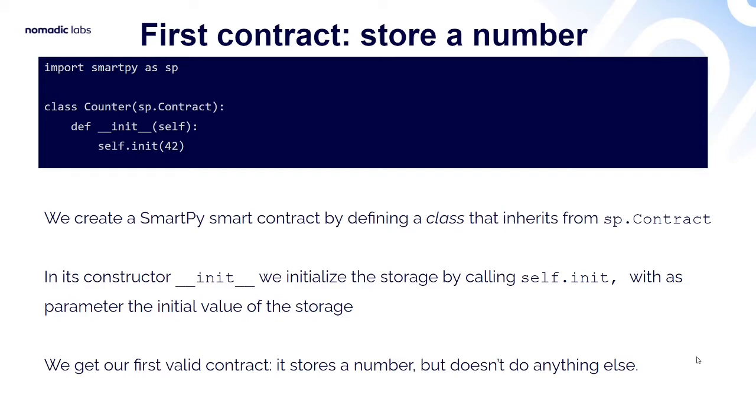So our most basic smart contract in SmartPy is a contract that just stores a number and doesn't do anything else. To create a SmartPy smart contract, we start by defining a class that inherits from sp.Contract. Here, sp is the name we give to the SmartPy library within the rest of the code. In the constructor of this class, we initialize the storage by calling self.init, and we pass as parameter the initial value of that storage. This gives us our first valid contract, a contract that stores a number, 42, and doesn't do anything else. We cannot even change the value of that number.